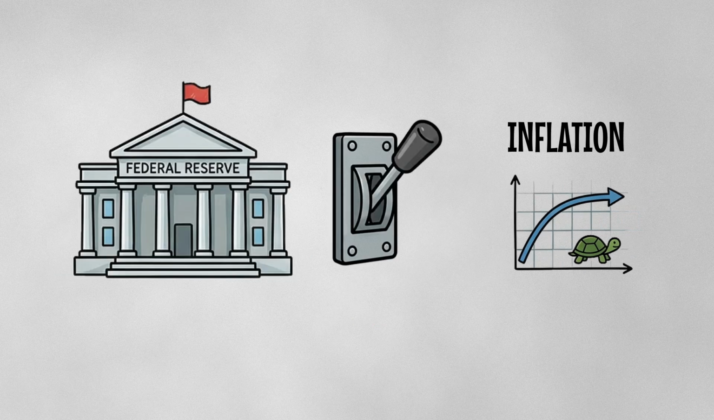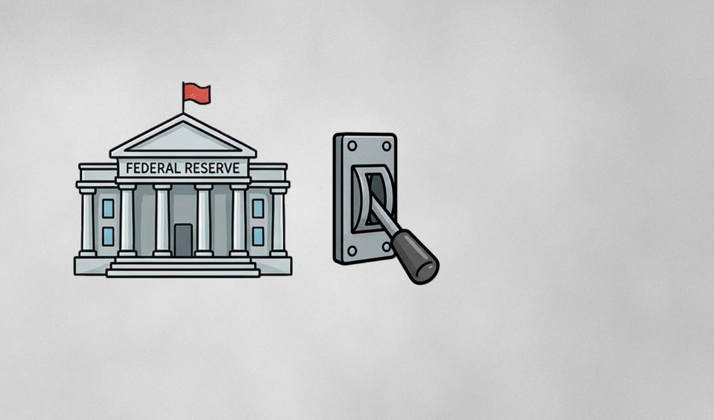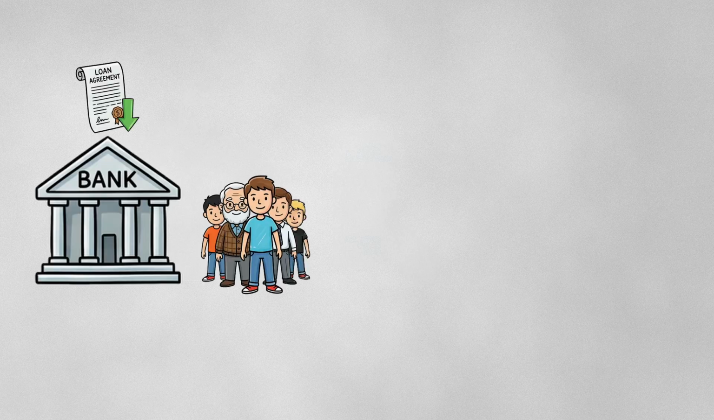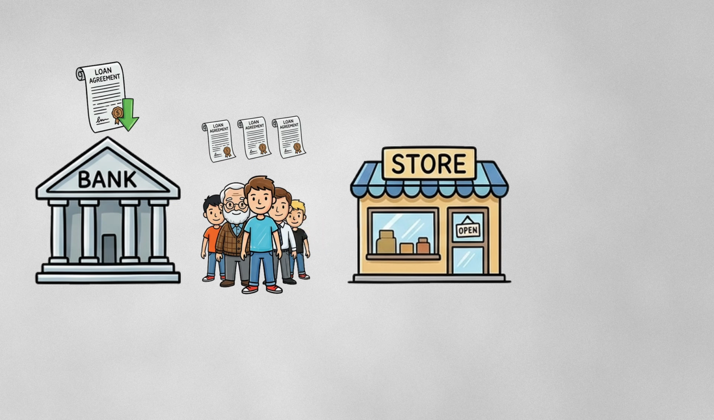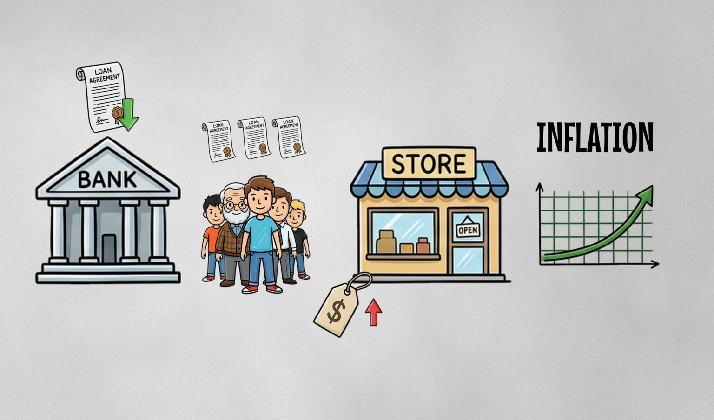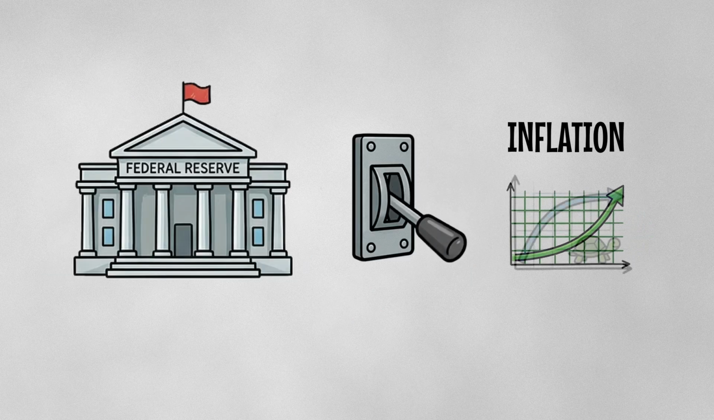This is how higher interest rates reduce inflation. Now the opposite. If the economy is slow and people are not spending, the Fed may lower interest rates. Now borrowing is cheap. People are more willing to take loans. They buy cars, houses, electronics. Businesses sell more. They may hire more workers. The economy grows. But if this goes too far, prices start rising again. Inflation comes back. So the Fed is constantly adjusting interest rates to keep things balanced.